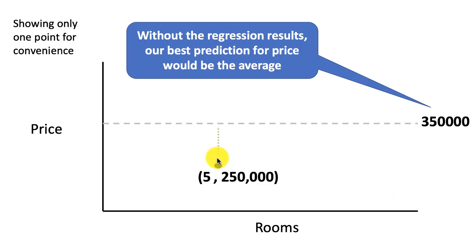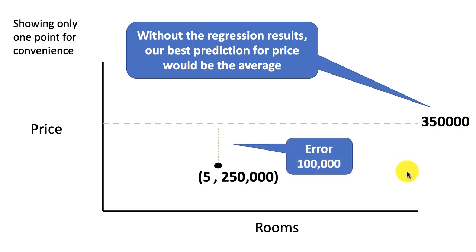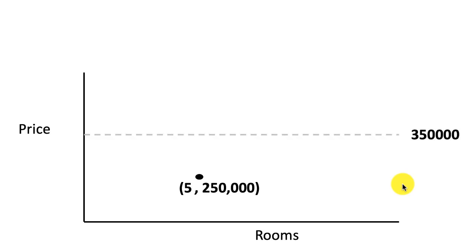So our error would be this: 250,000 minus 350,000. The error is about 100,000. Forgetting for the moment the order in which you do the subtraction, let's say it's mean minus the actual value. The error is 100,000. So if you use the naive approach and simply predicted the average, for this particular point, your error would be 100,000. But now I'm showing you only one point. There are many points.